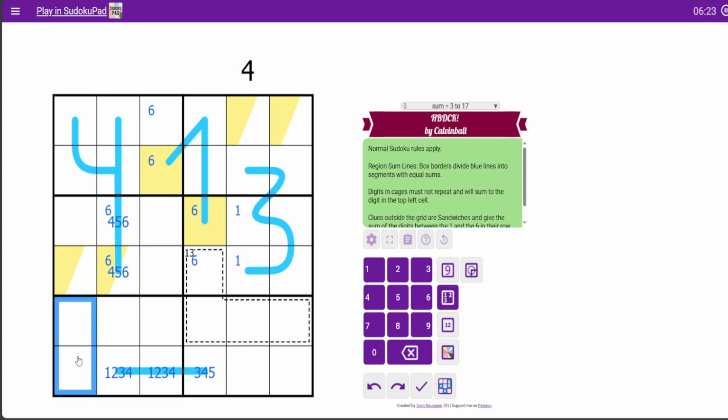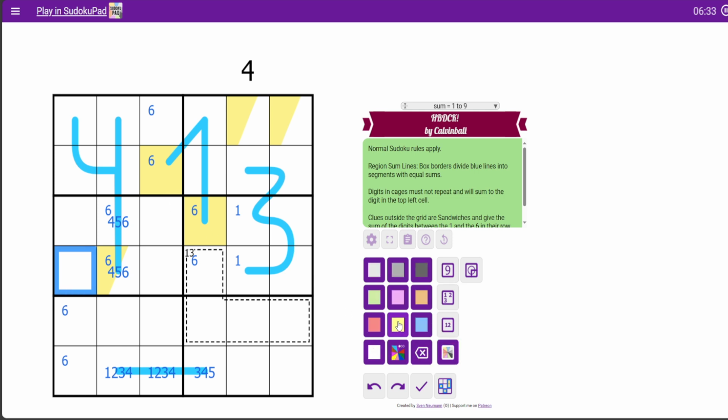So these 6's now, 6 can't be yellow, I believe. I don't think 6 is yellow. If 6 was yellow, okay, let's quickly put it back and see.